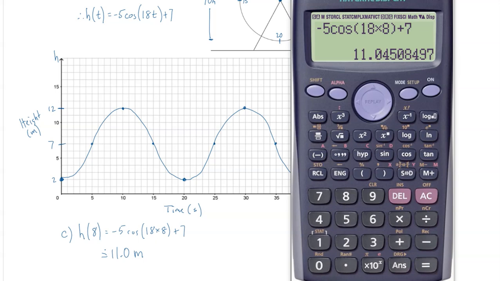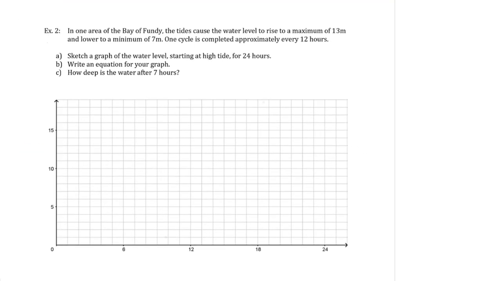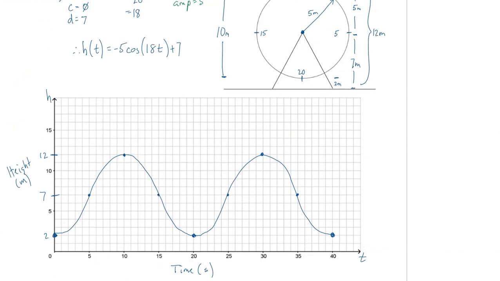If I got a negative answer here, or like 20, I would know that's wrong because it never goes up that far. Or even if I got 3 meters, I'd say that doesn't really make sense. It should be up here somewhere, right? So it can maybe catch a mistake, like brackets, or you missed a negative. As long as your graph is right, it'll help. So that was one of the 2 applications that we're doing.